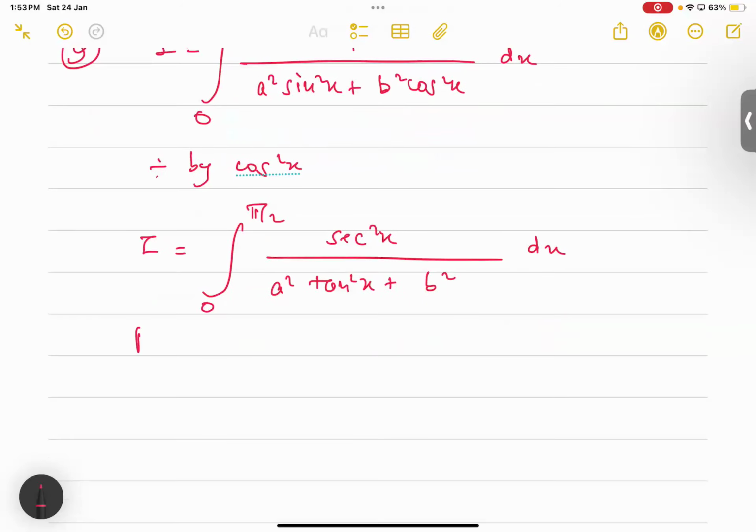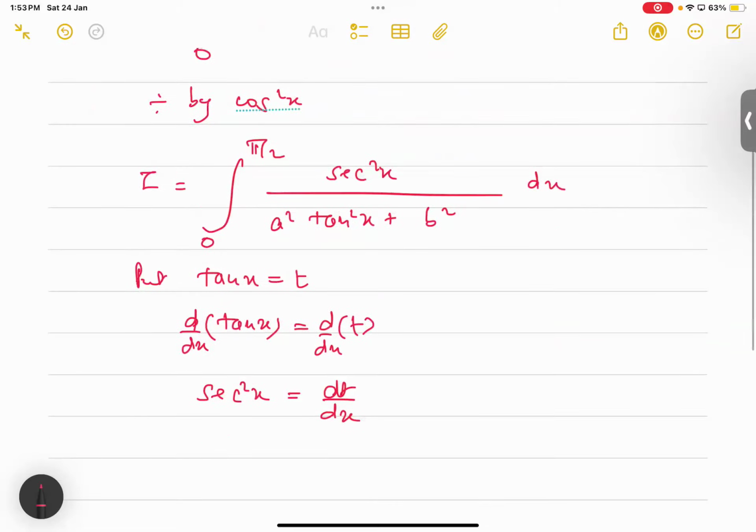Now put tan x is equal to t. Differentiating, the derivative of tan x is sec square x, and the derivative of t gives dt. So sec square x dx is dt.